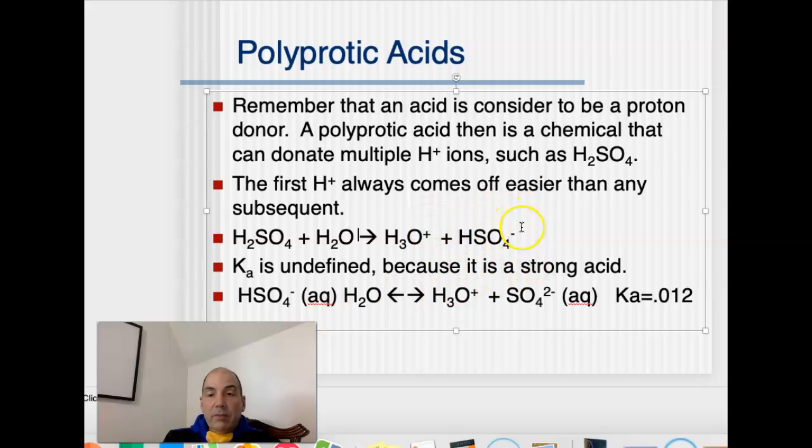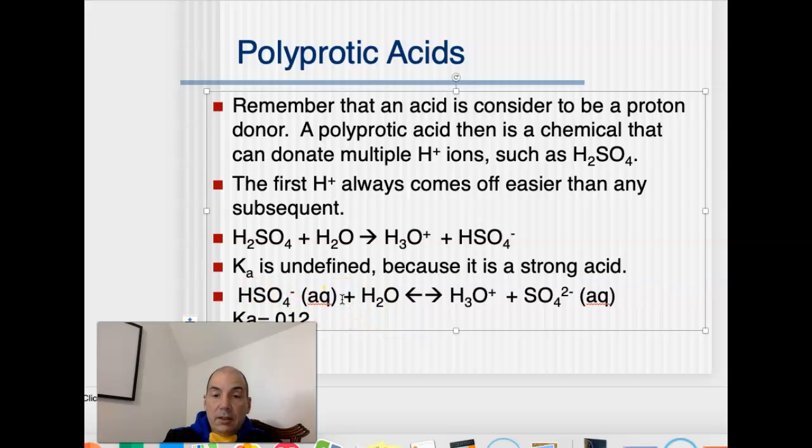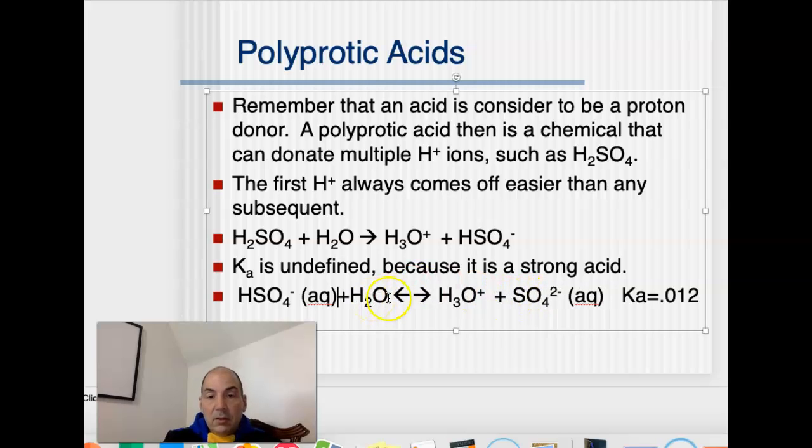Now let's talk about what happens next. We form this bisulfate ion, HSO4 minus, and that in turn could, in theory, give up a hydrogen. It turns out the Ka for bisulfate is something like 0.012, which is not all that low, but obviously less than 1. So let's talk about what goes on there.